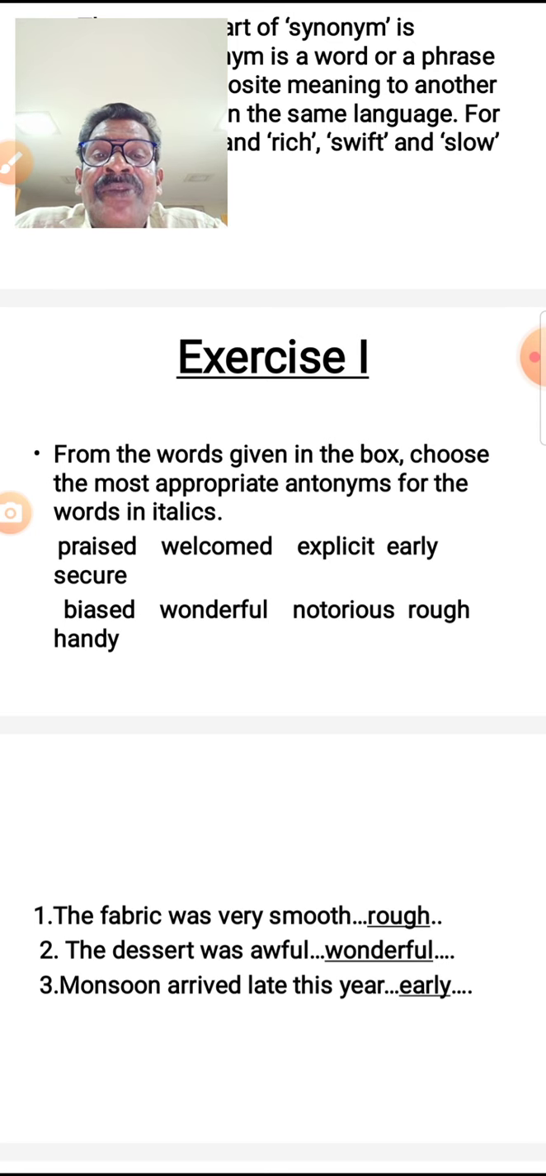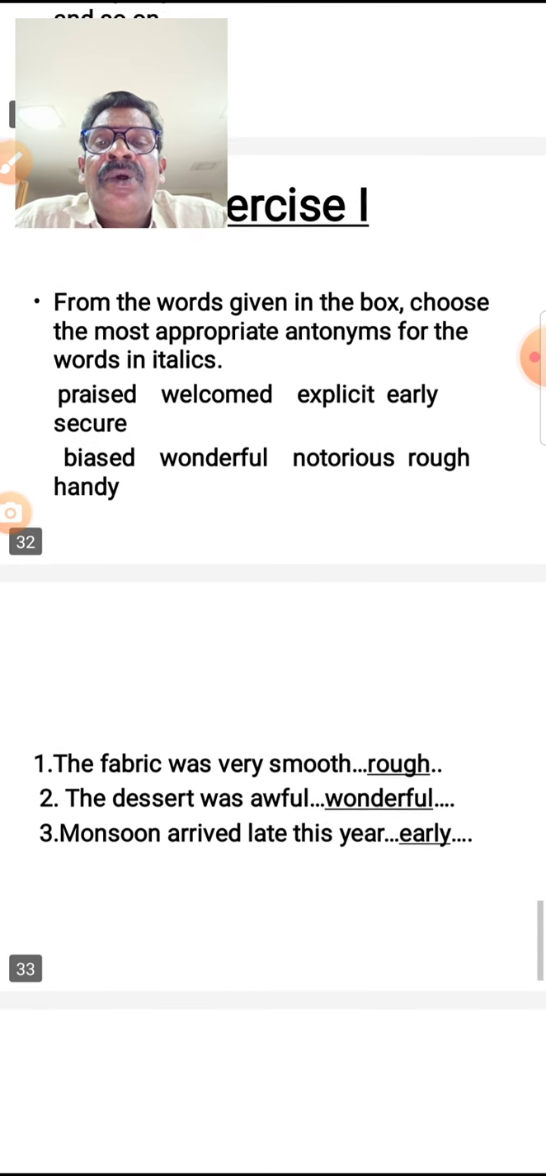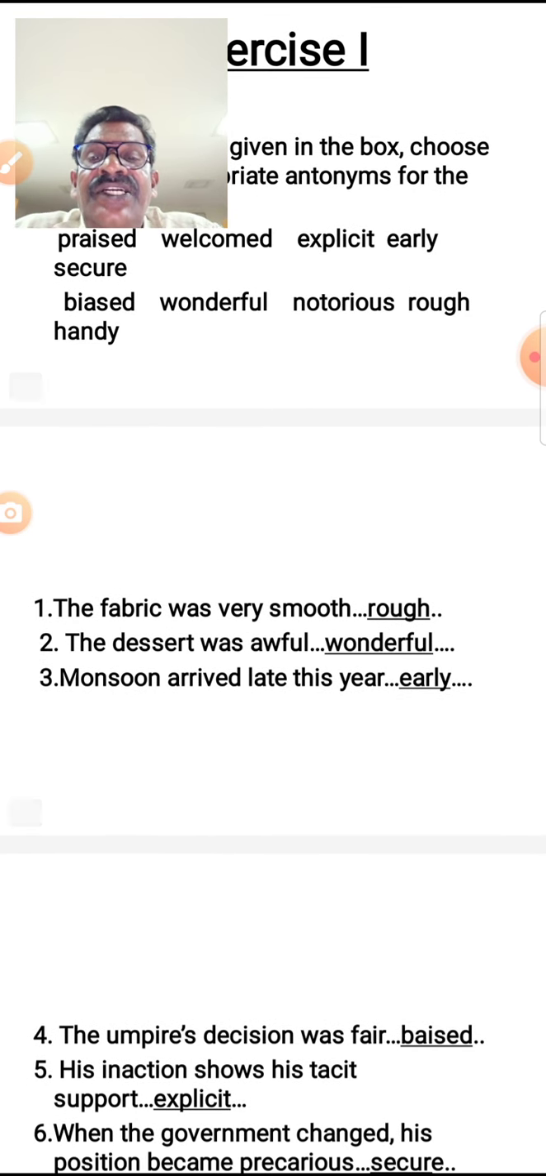So there are once again 10 words that have been given. For these 10 words, what we have to do is choose the most appropriate antonyms. Antonyms, once again, are opposite meaning words. Now let us come to the first sentence of the antonyms chapter exercise.